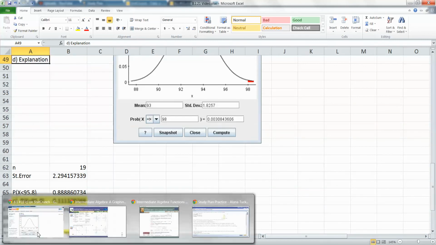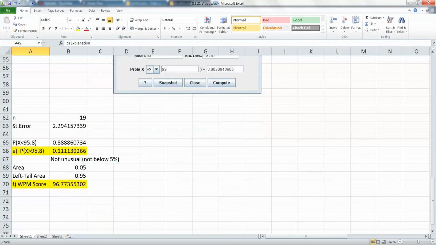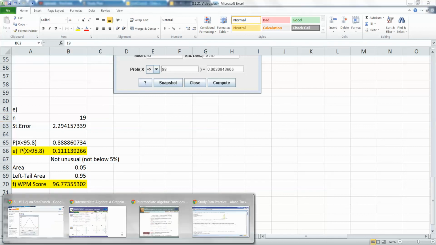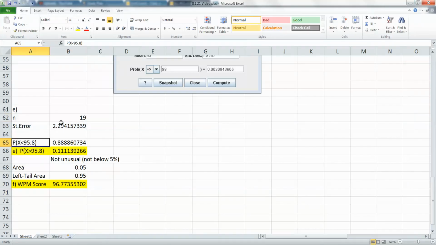All right, and then parts E and F. And we got to do this quick. All right, so part E says that you have a sample size of 19, and he found it to be 95.8. So a teacher instituted a new program. After 10 weeks, it was found that the mean reading speed of a random sample of 19 grade students was 95.8. What might you conclude on this result? Is this rare or not? You know, is something happening?